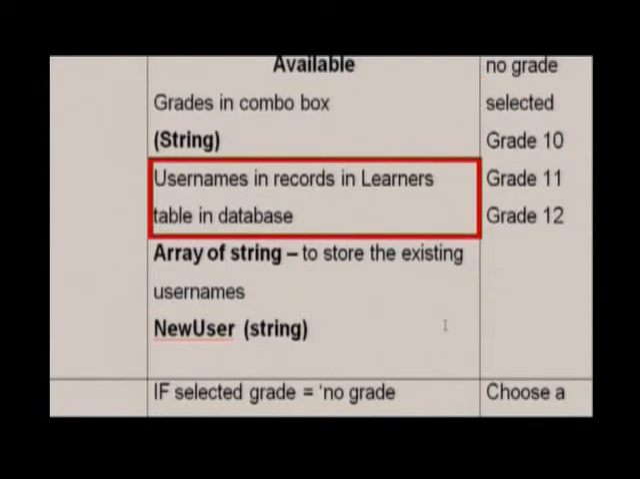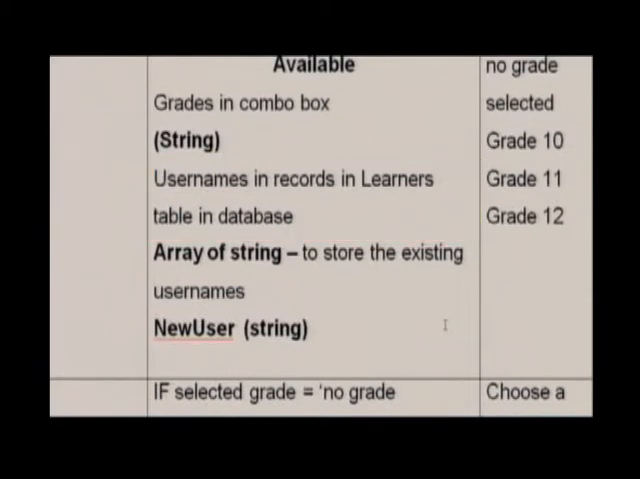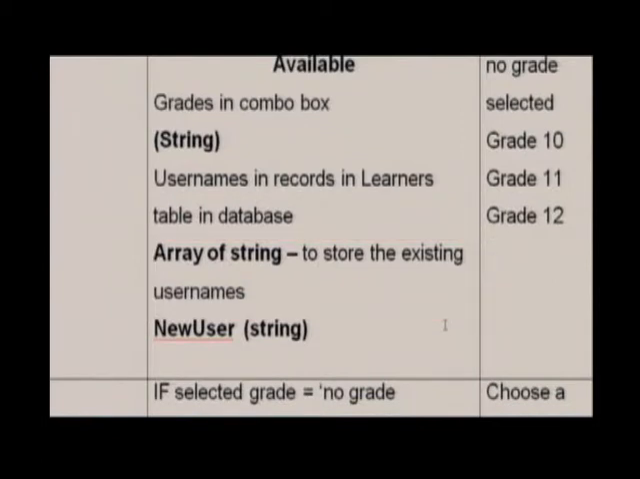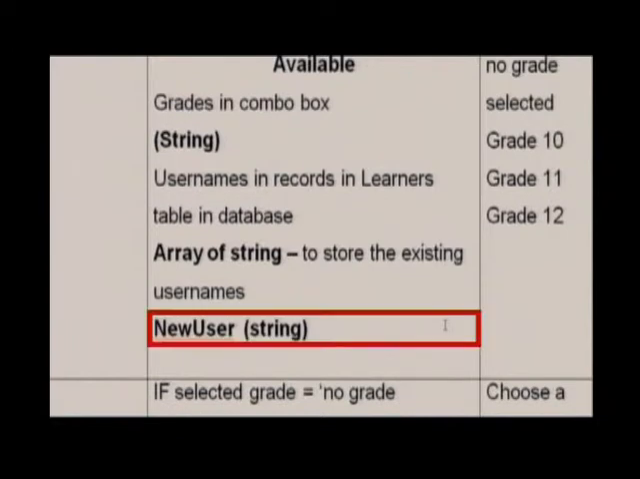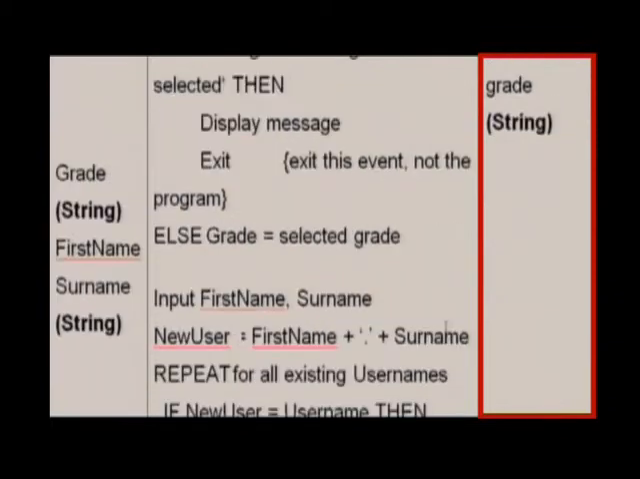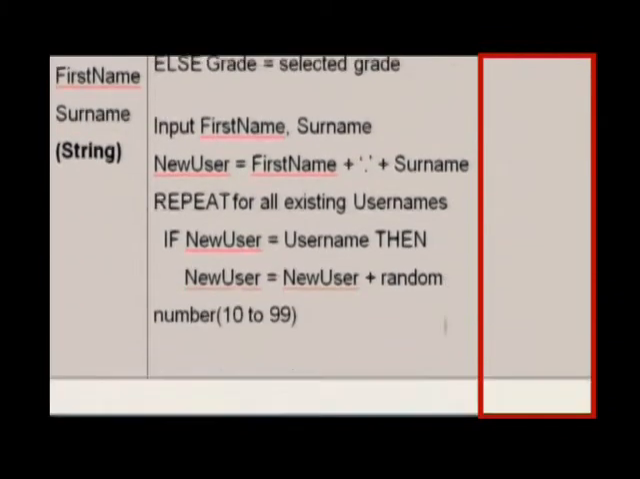We will need to temporarily store the usernames already in the database while the program checks them. We could use an array of records, but as we only need one field from each record, we can store the existing usernames in an array of the string data type. The variables in the processing column, which have not been mentioned in the input or output columns, should be written here, and new user is a string. In the output column, grade and username are also strings.